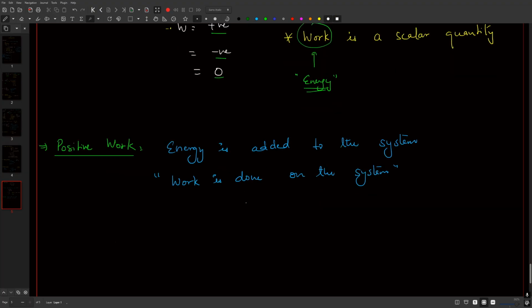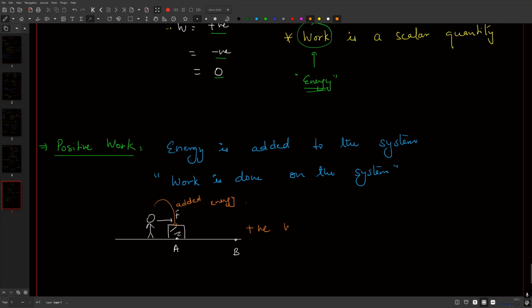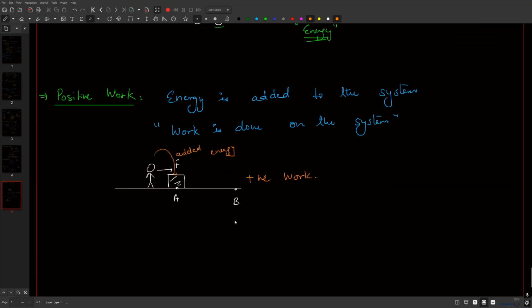This is very similar to the example which we started with, that there was a box and then you push the box in this direction. So what happens? The box moves from point A to B. What you did, you added energy to the system. That's why in this case, when you calculate the work, this is positive work. So that's why work can be positive. Now the question is negative work.